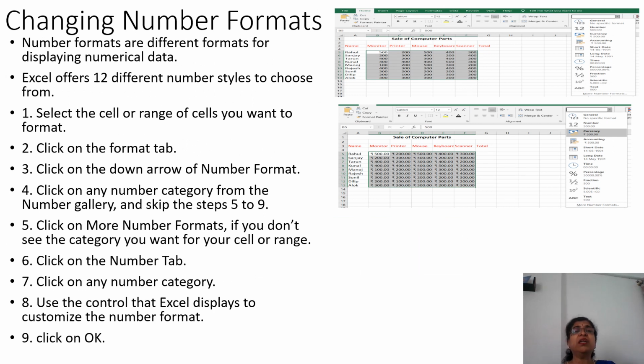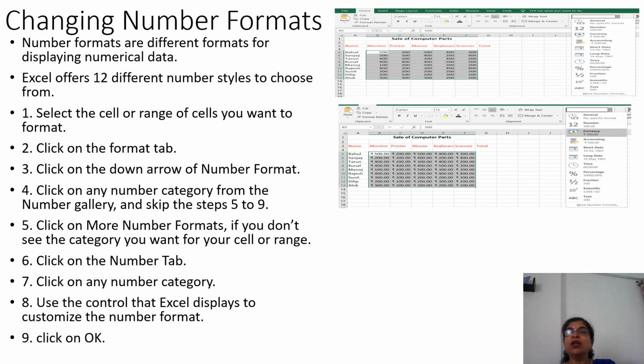Now we can change the number format. There are 12 different types of styles which are available. Select the cell range or cell you want to format. Click on the format tab. Click on the down arrow of number format. Click on any number category from 5 to 9. Click on number formats if you don't want to see the category.